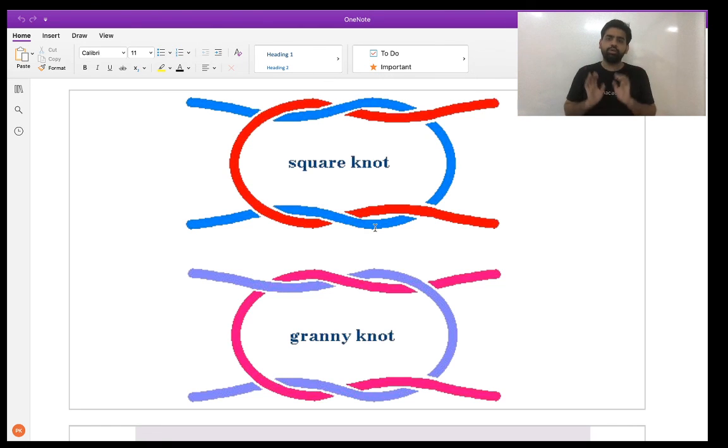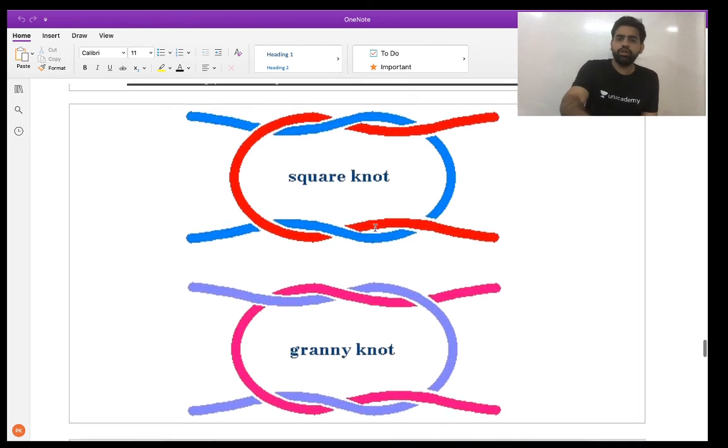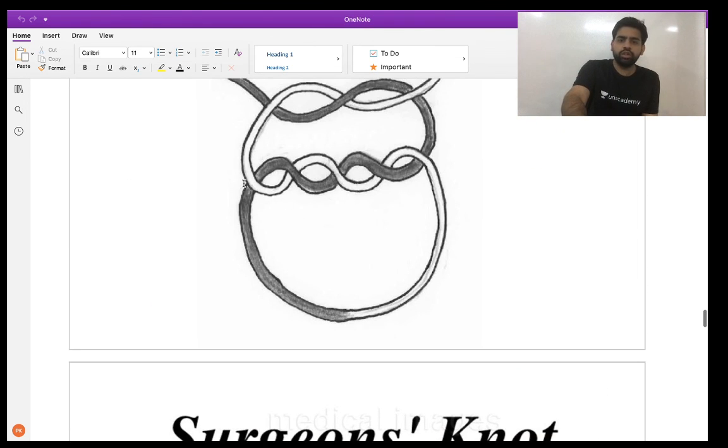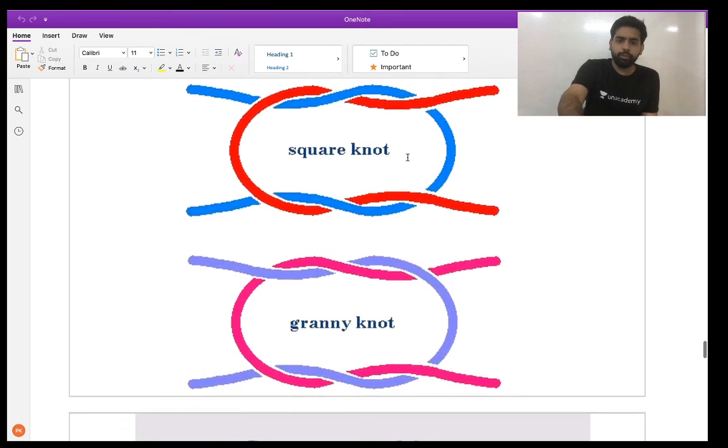If both the threads go above or both go below the loop, you diagnose it as a secure knot. Now the next step is to distinguish whether it is a surgeon's knot or a square knot or reef knot. When will you call it a square knot or a reef knot? If there is only one loop. But if there are two loops, as you can see in this figure, this is your one loop and this is your second loop, then this is a surgeon's knot. I hope you understood this.